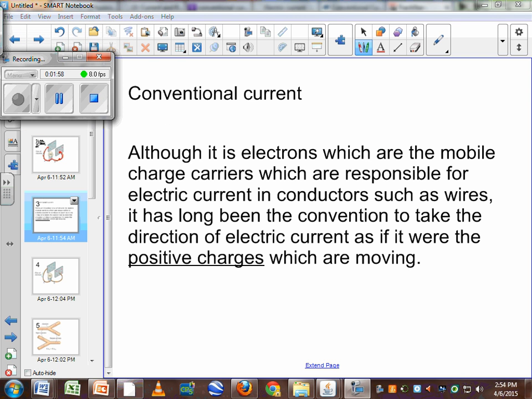The next question is, what is conventional current? Although it's electrons that we showed for our current previously, actually conventional current is when we show positive charges moving. So although it is electrons which are the mobile charge carriers, responsible for electric current in conductors such as wires, it has long been the convention to take the direction of electric current as if it were the positive charges which are moving.